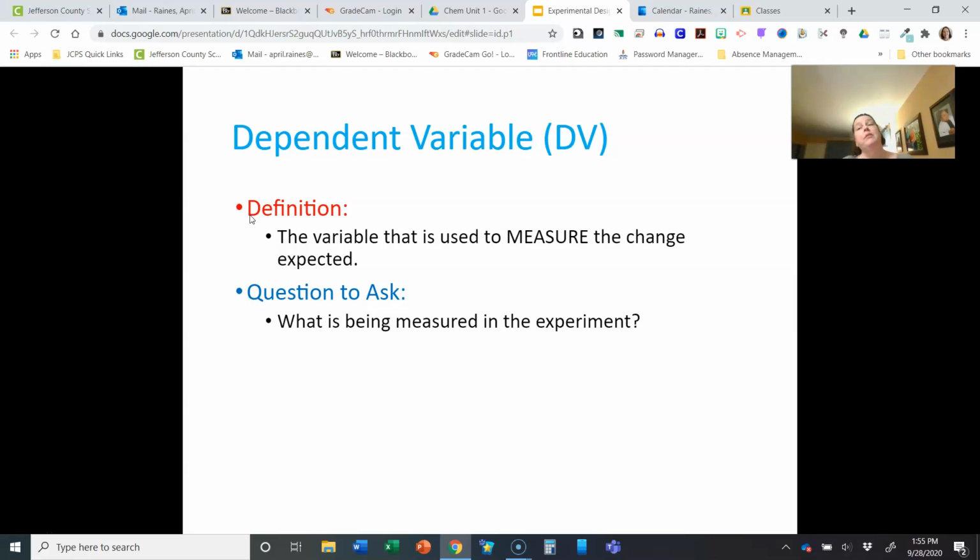Be really careful because sometimes we do measure things in the independent variable, but you have to be thinking: what am I measuring about the independent variable? What am I measuring about the thing that I'm changing?